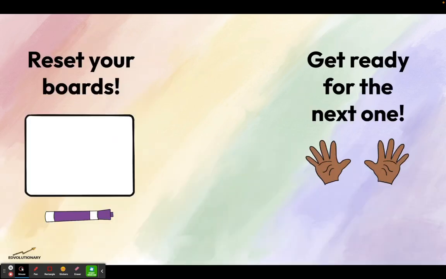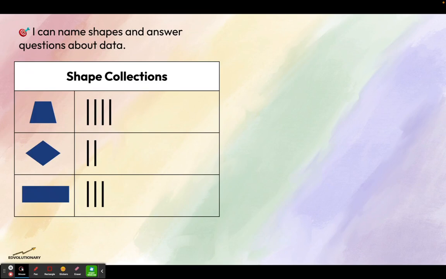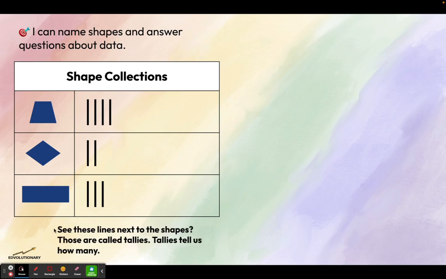How nice. Then after that, we're going to get into tallies. So on Tuesday, we're introduced to tallies. So we're going to start by asking them to name the shapes that they see. So what did we just say? A trapezoid. That was yesterday's. That's a rhombus. And what's that one? You guys remember that one. A rectangle. So we have a pentagon, a rhombus, and a rectangle. Do you see these lines next to these shapes? Those are called tallies. Tallies tell us how many.